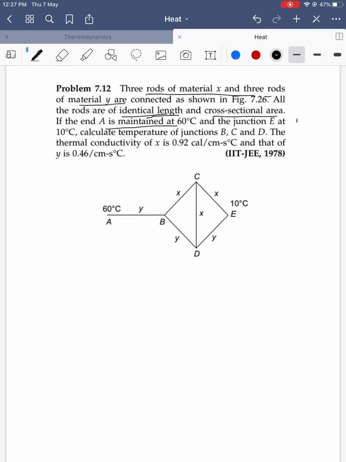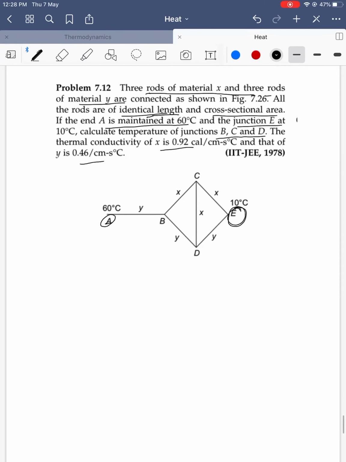If the end A is maintained at 60 degrees Celsius, and the junction E is maintained at 10 degrees Celsius, calculate the temperatures of B, C, D. The thermal conductivity of X is 0.92 and Y is 0.46. He is asking like that.